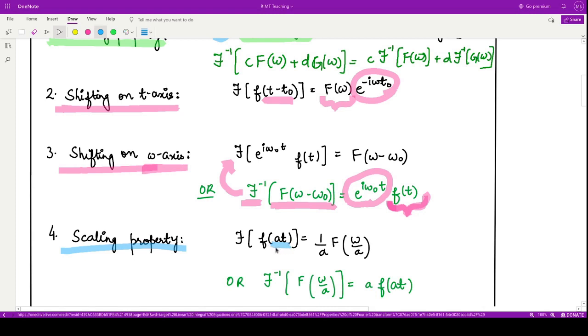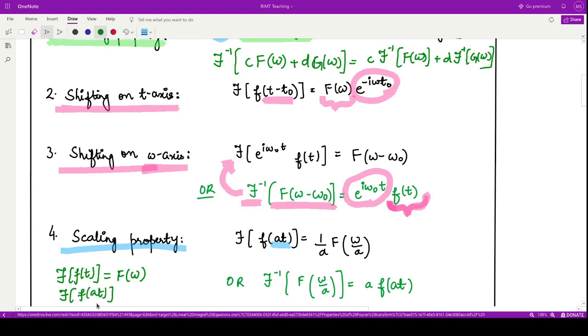So that means you are either magnifying it or compressing it. In that case, the Fourier transform simply becomes that of 1 by a. So you have to divide by a whatever is the result. You already knew the Fourier transform of the function f of t, which was capital F of omega. Now you want to calculate the Fourier transform of f of at.